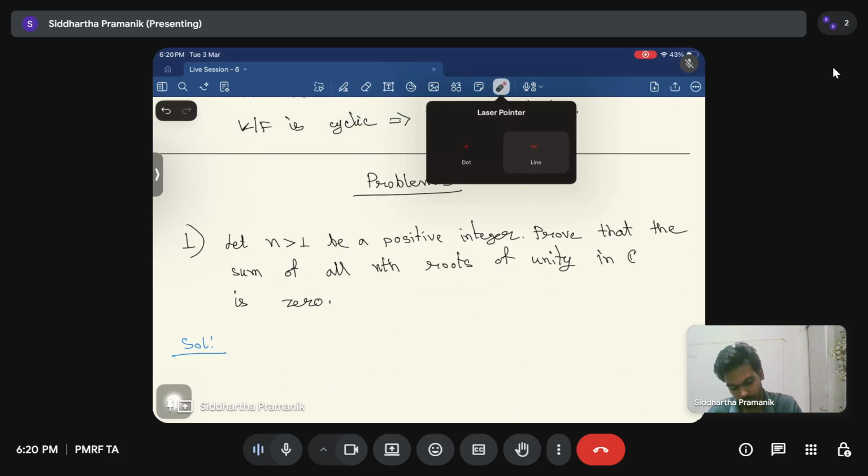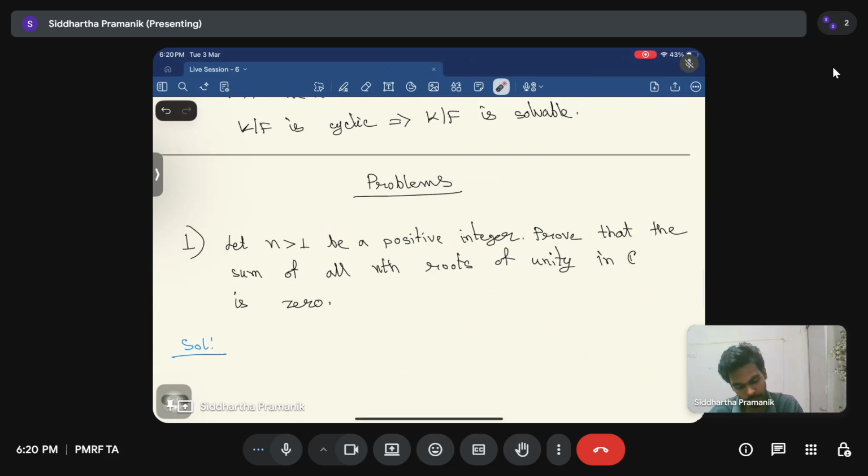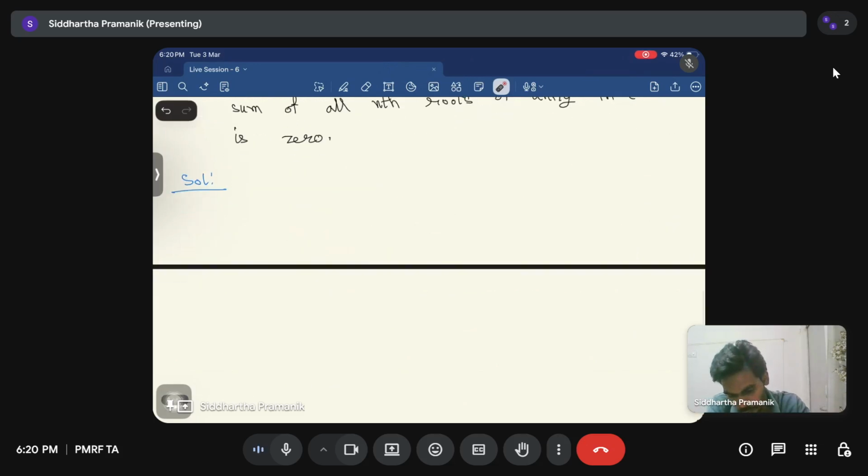For n equals 2, you can directly say, because the square roots of unity are -1 and +1, obviously their sum is 0. But for higher n, it is difficult to do by hand. For some n you can do it, but if you increase n, it is definitely difficult. So how to do it?